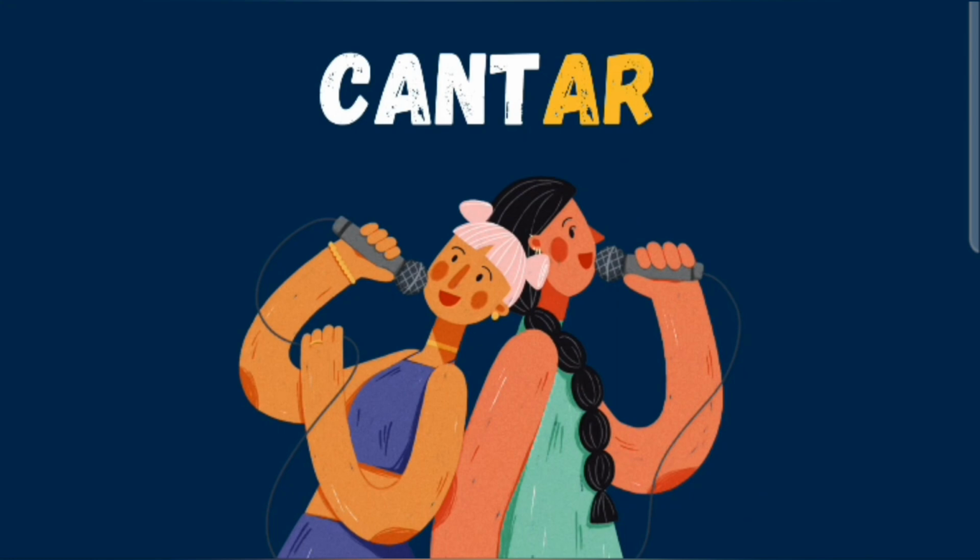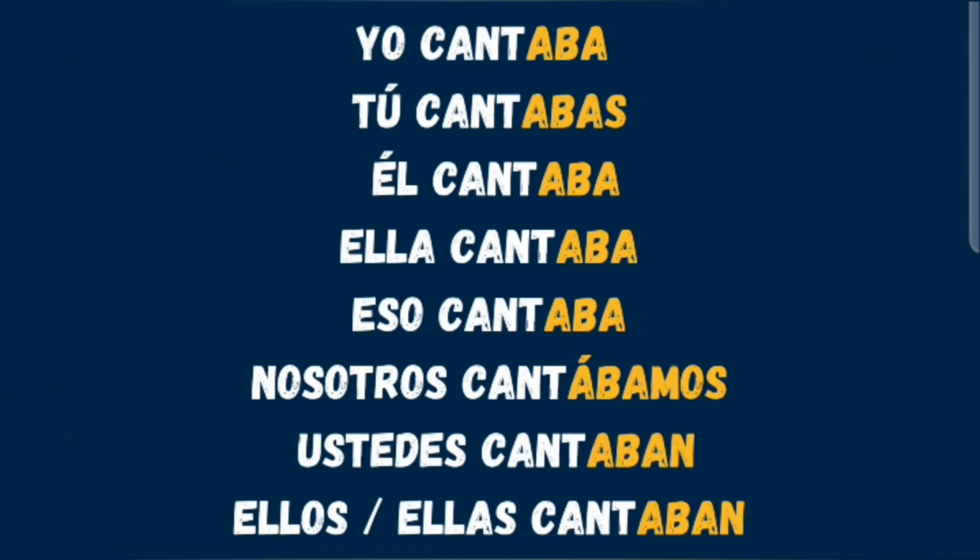Now the next verb we have is to sing. To sing in Spanish means cantar. Let's see how you have to conjugate it. Yo cantaba. Tú cantabas. Él cantaba. Ella cantaba.